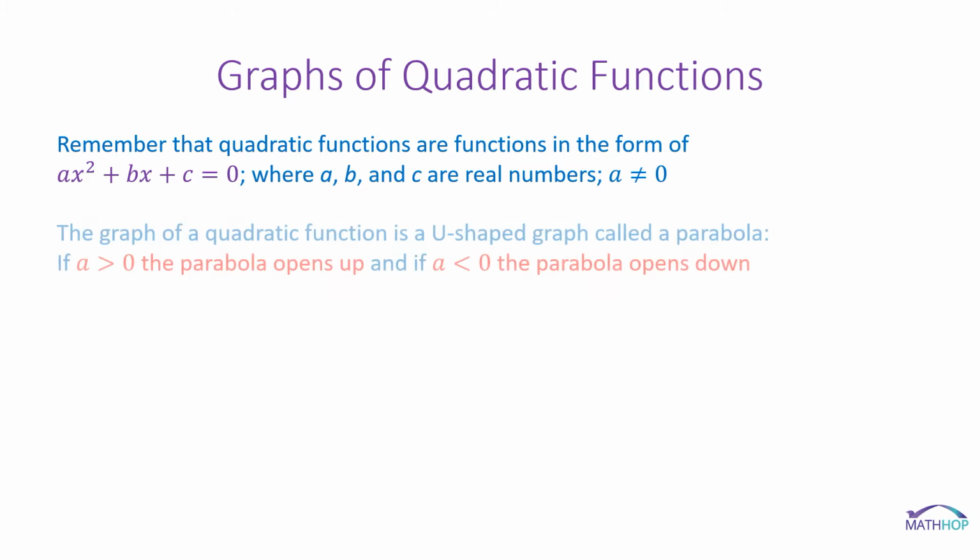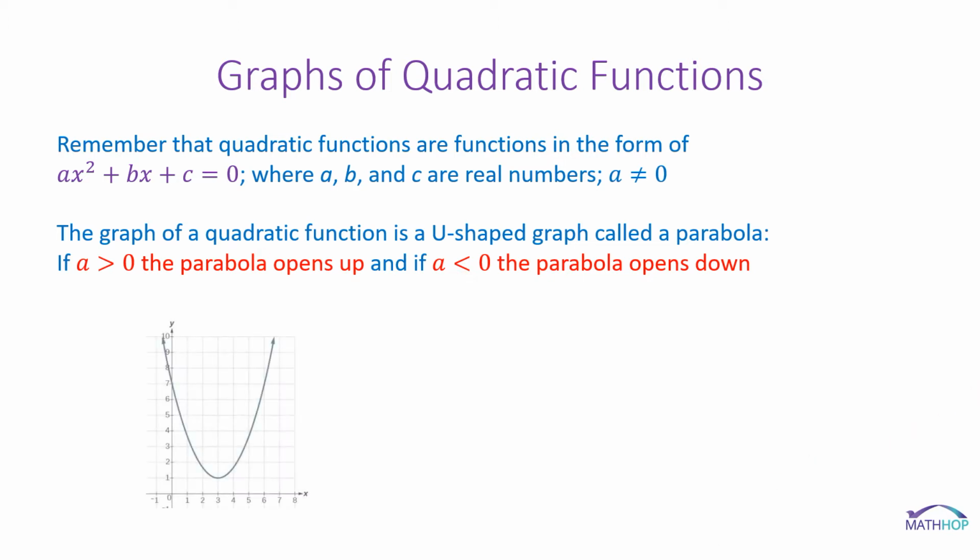All right, so the graph of the function is a U-shaped graph. It is called a parabola. If a is greater than 0, this is math talk for if a is positive, the parabola opens up, and if a is less than 0, what kind of numbers are less than 0? Negative. So this is math talk for if a is negative, the parabola opens down. Here are some examples. I'm sure you have seen these before.